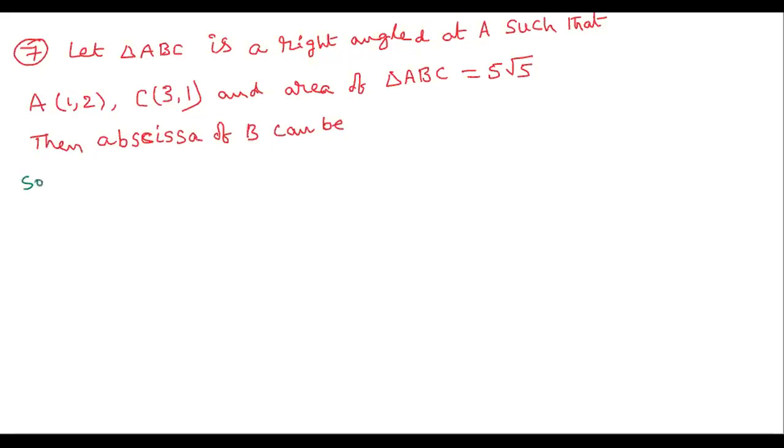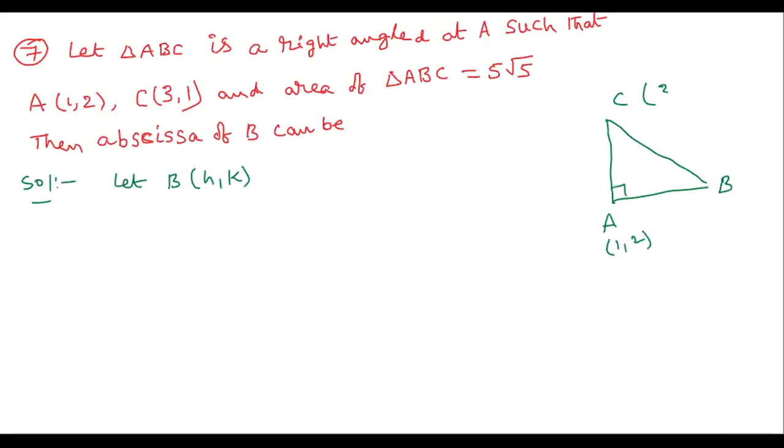See here. Now I am going to assume that B is (H, K). Here the triangle is given as a right angle triangle. Draw the right angle triangle. This is where it is right angled at A. This is B. This is C. This is the right angle. A point is (1, 2) and C point is (3, 1) and B is (H, K). Here we need the abscissa. Abscissa means here B coordinate, H, the X coordinate.